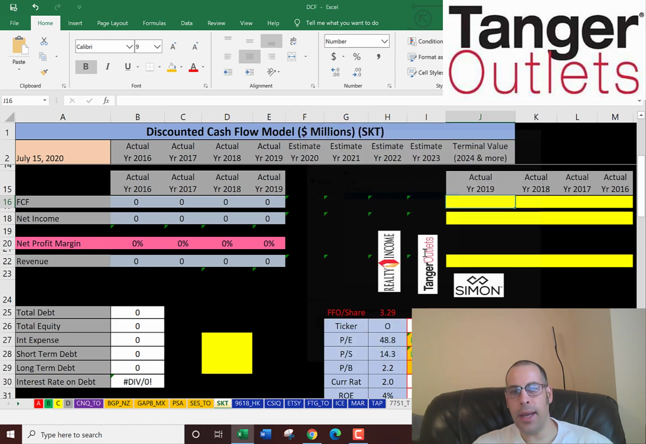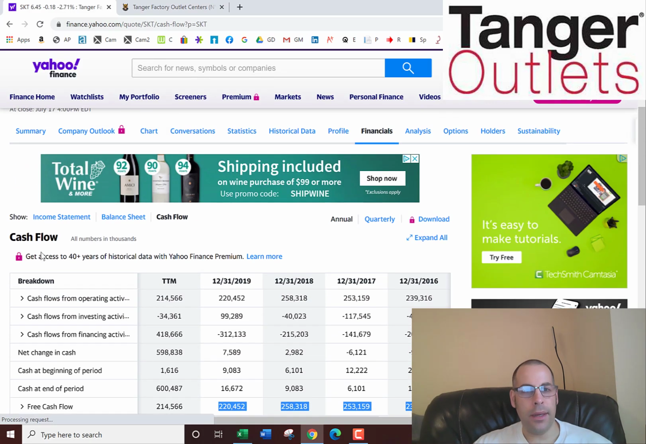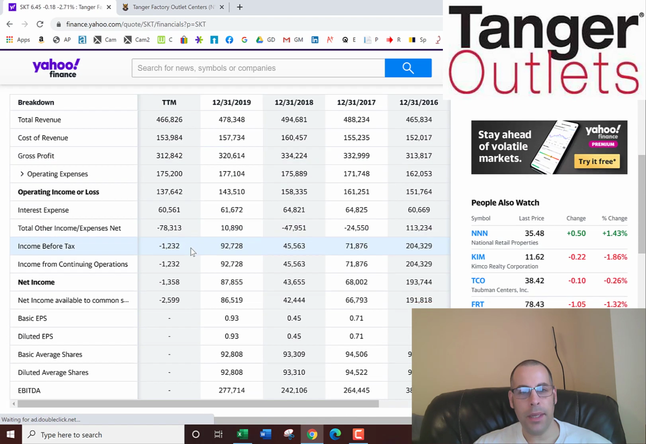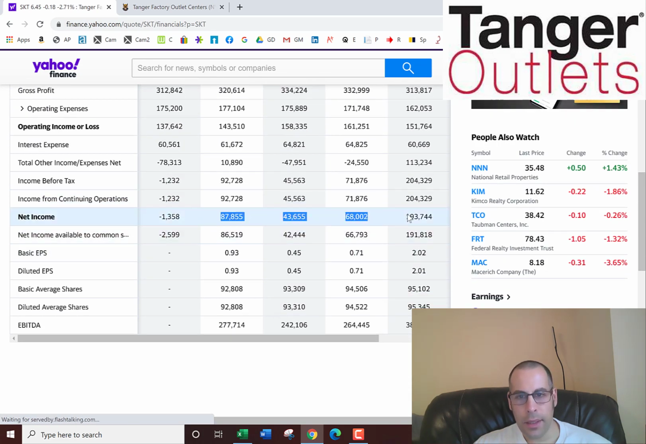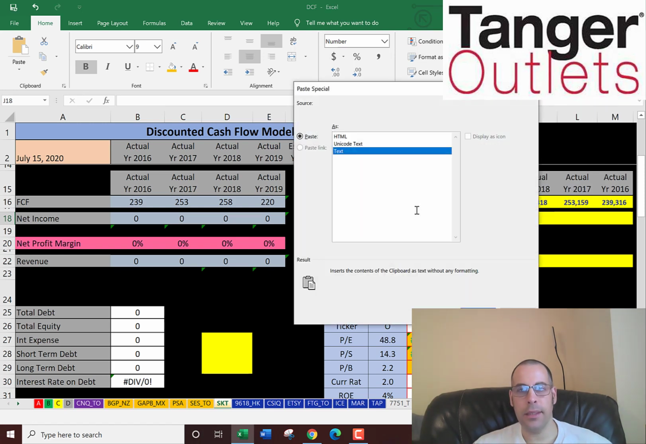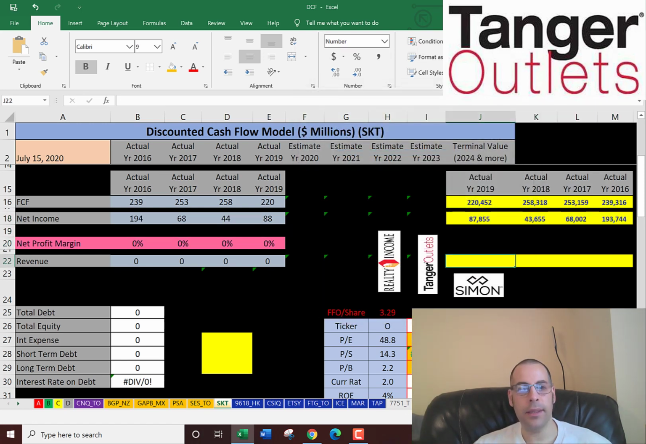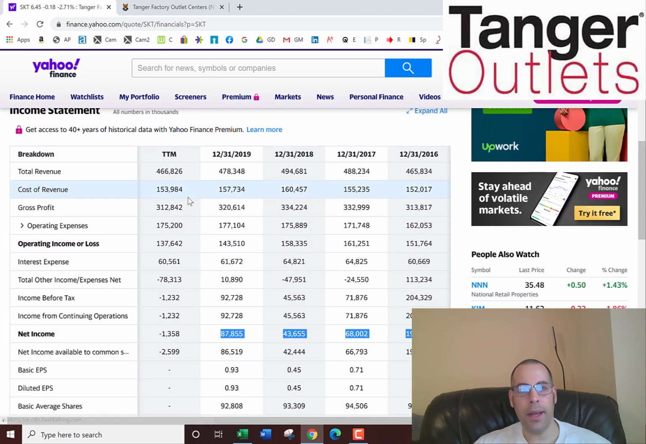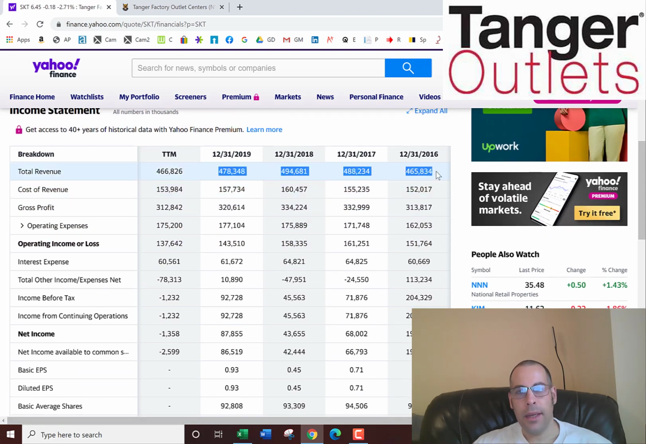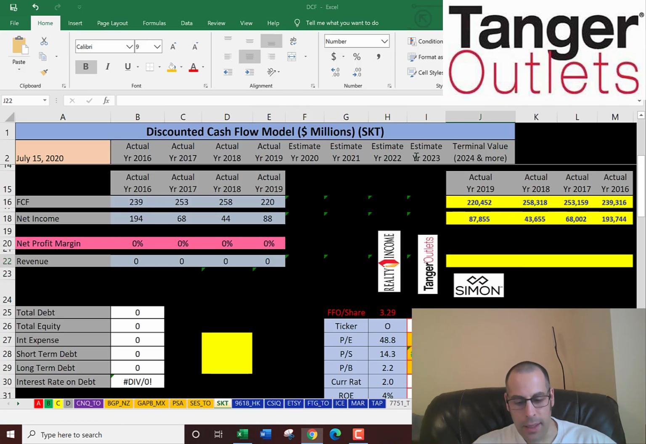And we also need the net income. And net income is the profit and loss of a company, and that's on the income statement. That's the money that's left over after paying all your expenses, but before paying dividends. And as you know, REITs pay a lot of dividends. Next, we're going to pull revenue, which are the sales for each year.